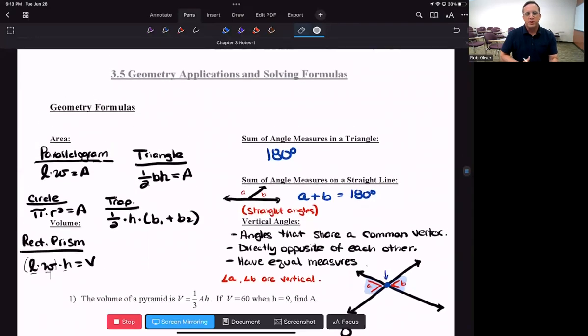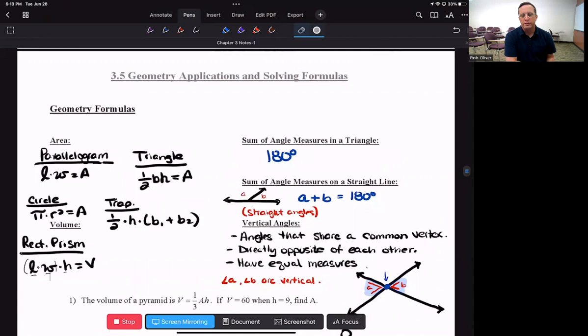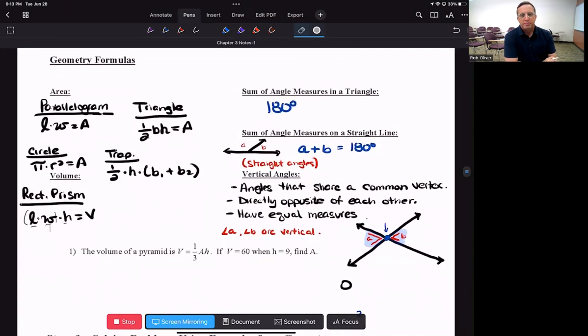So for section 3.5, geometry applications and solving formulas, I've got a lot of stuff here already pre-written where you guys can pause and write this stuff down. There's just some formulas here that you may or may not find helpful. You don't have to write them all down, but when it comes to geometric formulas, we're going to be doing a little bit of geometry in this class, but the geometry is only going to be kind of algebra based.